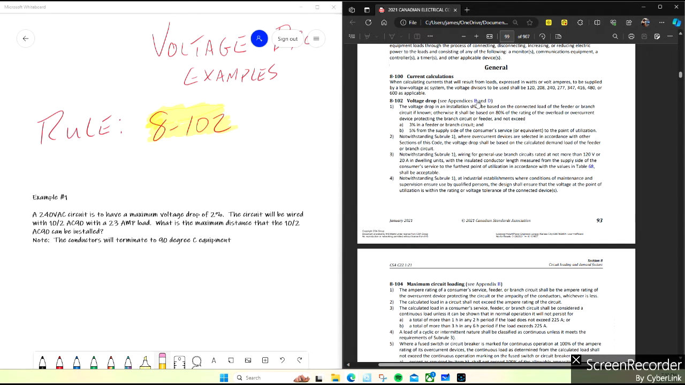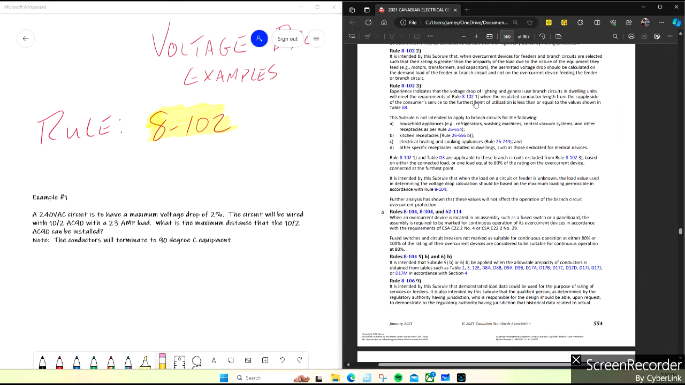If we go to Appendix B on this rule, it tells you what does not qualify for the use of this table. Table 68 is not intended for household appliances such as refrigerators, washing machines, central vacs, and other receptacles as per rule 26-654. You can go look that up, see what that's about. It's not the intent of this video. So if you're curious, just go look it up.